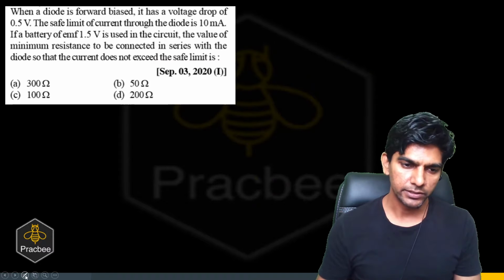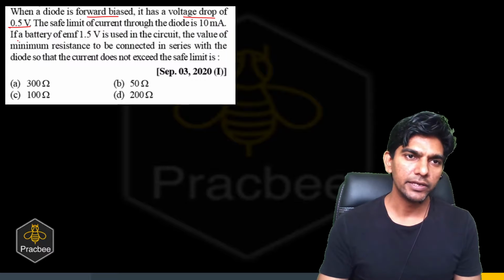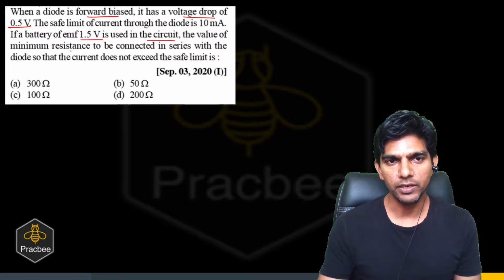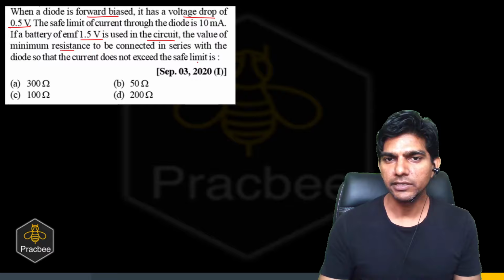So let us see a typical question. When a diode is forward biased, it has a voltage drop of 0.5 volts. The safe limit of the current through the diode is 10 milliampere. If the battery of EMF 1.5 volt is used in the circuit, find the value of the minimum resistance to be connected in series with the diode so that the current does not exceed the safe limit.